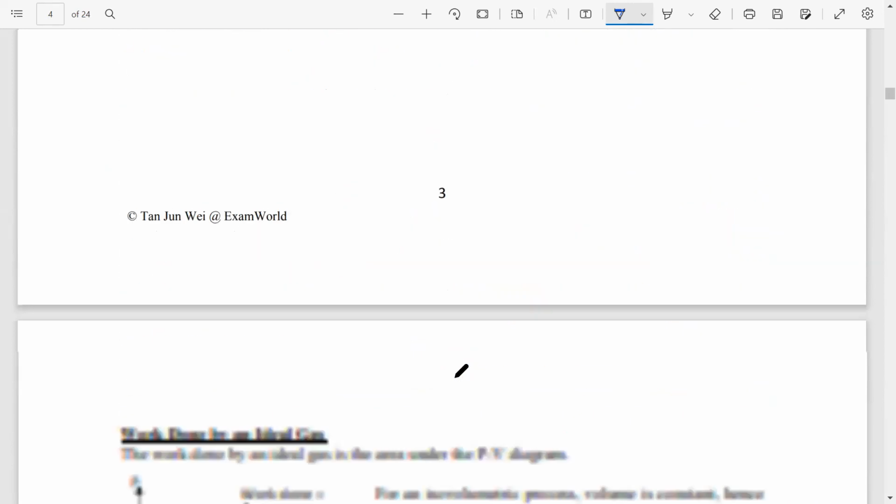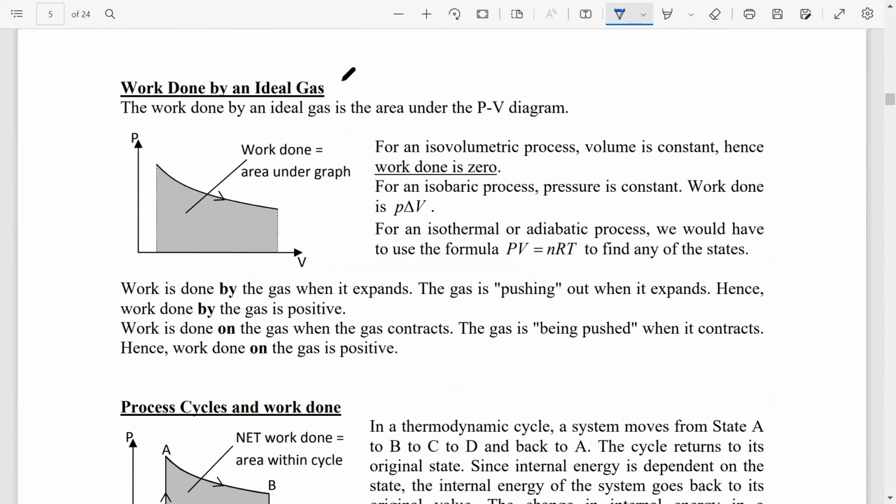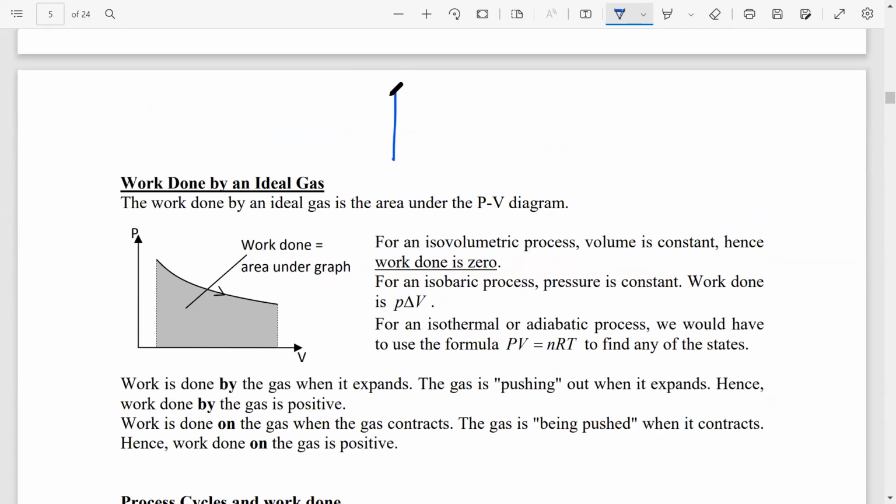Okay, so the next part, more on concepts. Now, the work done by an ideal gas. Just now I mentioned the work done by an ideal gas for a PV diagram. Now for a constant pressure, because this was what we went through at the very start of the class, the work done is actually P delta V. That is also written here, isobaric process.